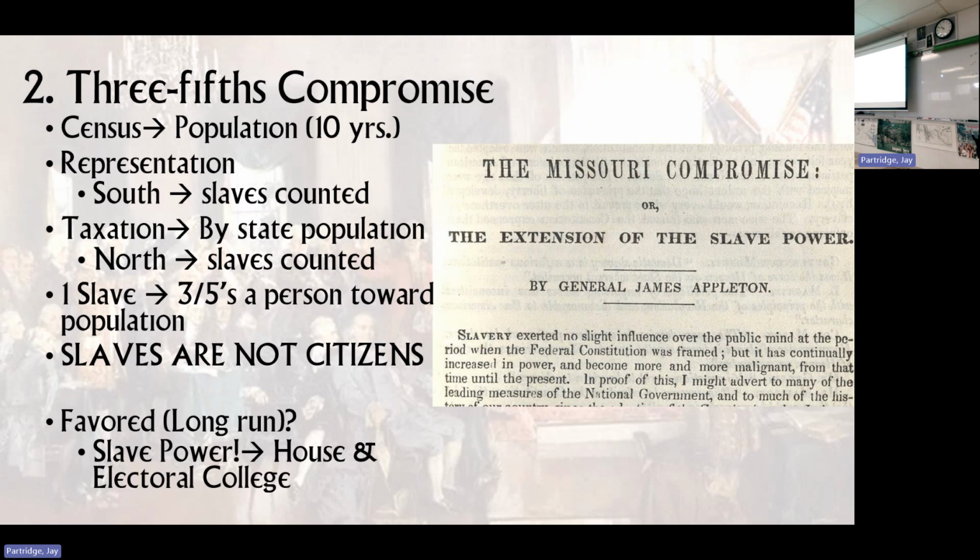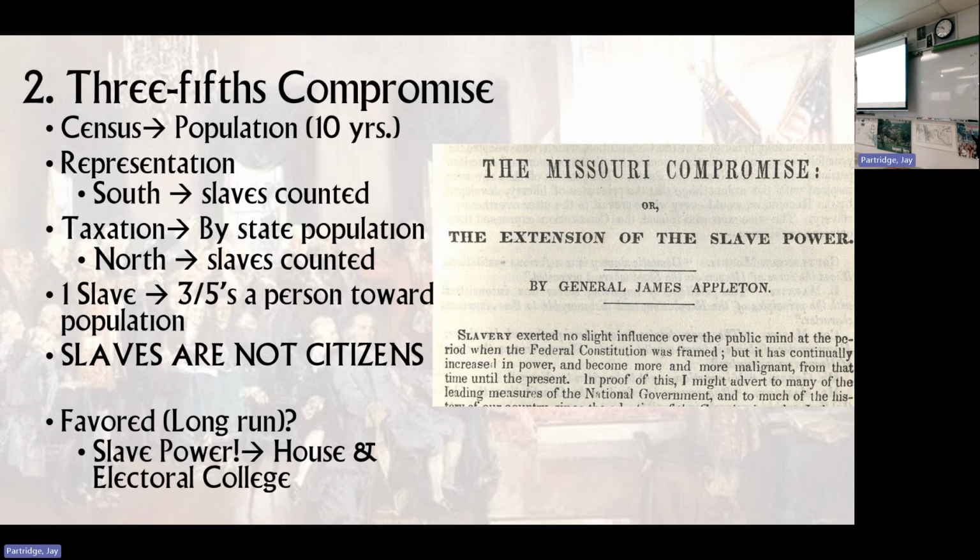Northerners will despise slave power. The advantage this gives the slave states and slave owners. A whole series of laws will be passed favoring slave states because of the Three-Fifths Compromise. A famous one, which we'll get to, called the Missouri Compromise. There will be a couple presidents elected solely because of slave power.